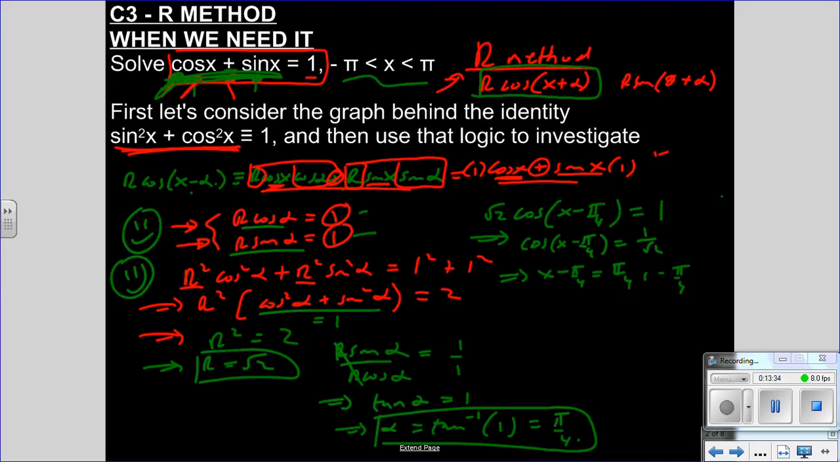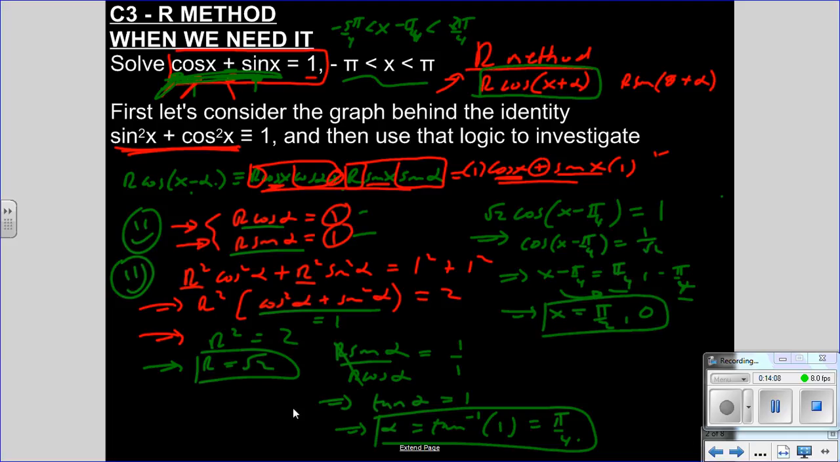Remember to check your domain. So x minus pi by 4 between 3 pi by 4 and minus 5 pi by 4. That's sorted. So therefore our solutions must be pi by 4 and minus pi by 4, and that's it, because if we add 2 pi to either of these, or minus 2 pi to either of these, they're not going to fit. So therefore x equals pi by 2, adding that over, and 0.